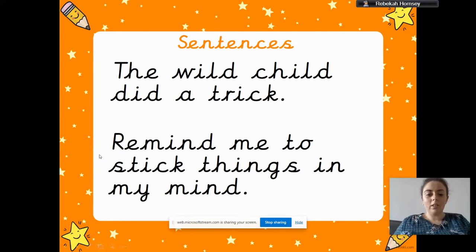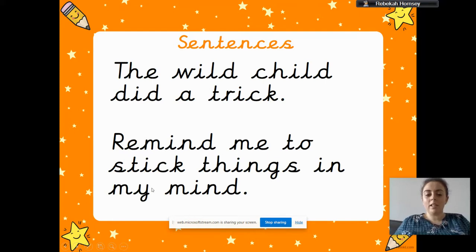Okay, shall we have a look? Remind, remind. That sounds better, doesn't it? Me to stick, stick things. Remind me to stick things. We know this word is in. We know this word is mind. My.